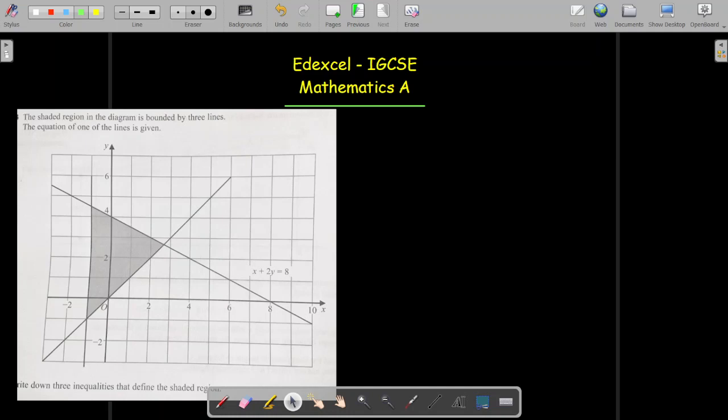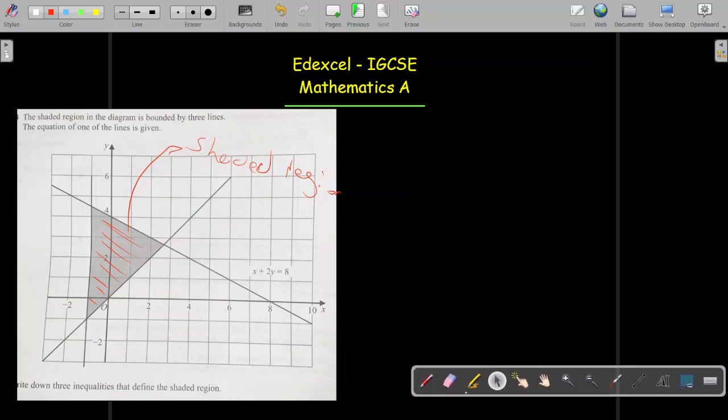And this problem is talking about how you can describe the inequalities of a shaded region. What you see in front of you here is a shaded region. It's an area, okay? We call it a shaded region. The request in this problem is to write down three inequalities that define this shaded area.